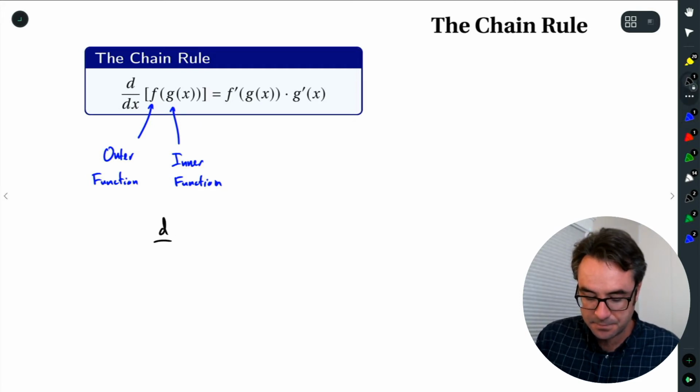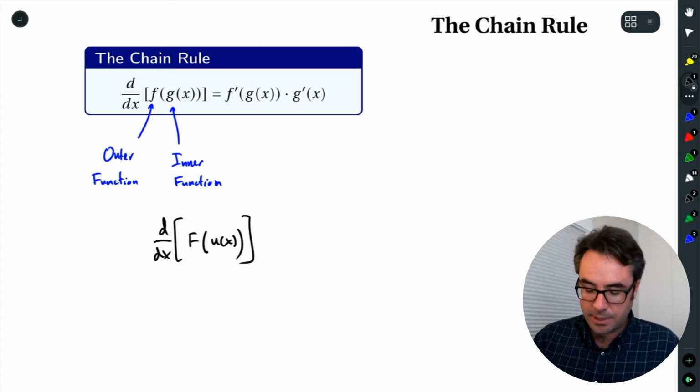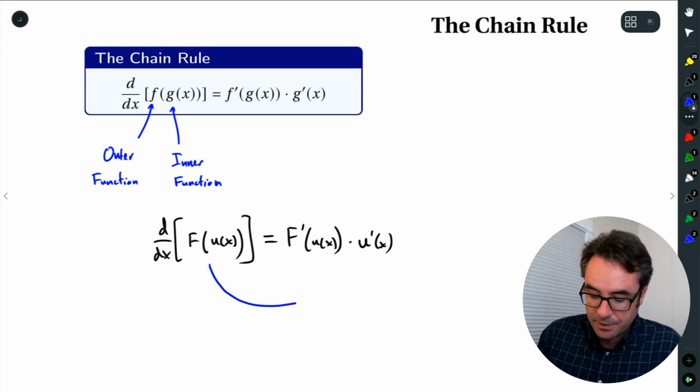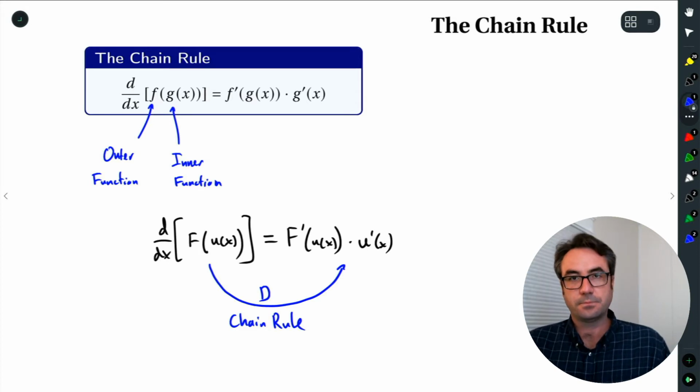So let's write this out. Let's suppose we had this function capital F of u of x, and we wanted to differentiate it. What would the chain rule look like? It would be the derivative of our outer function with the inner function plugged in, times the derivative of our inner function. So going through and calculating the derivative here is the chain rule. That's what we've seen.